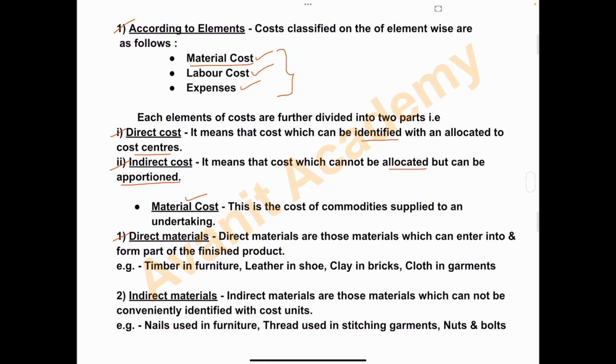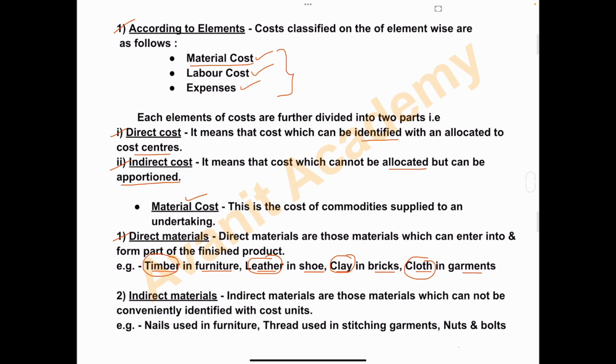For example, in a furniture making company, wood or timber will be used as the direct material for making the furniture, leather in shoes, clay in brick industries, and cloth in the garment industry. So this timber, leather, clay, cloth, etc. are the direct materials which will be converted into final products. That is furniture, shoes, bricks, garments respectively.